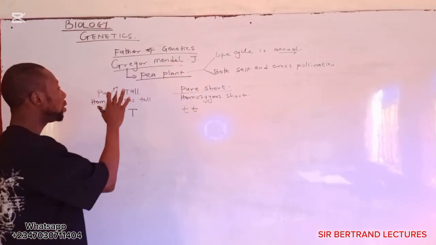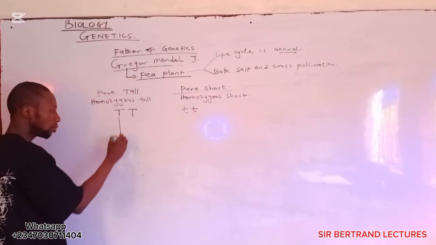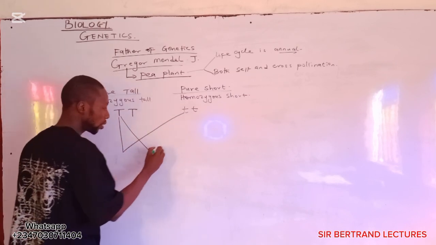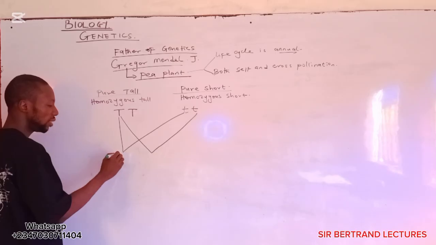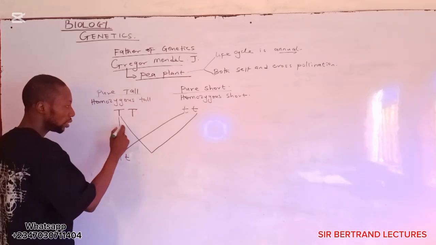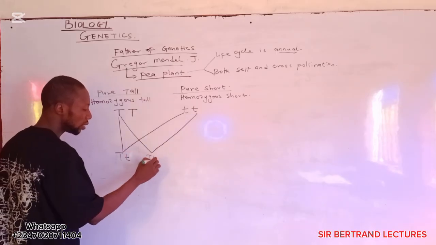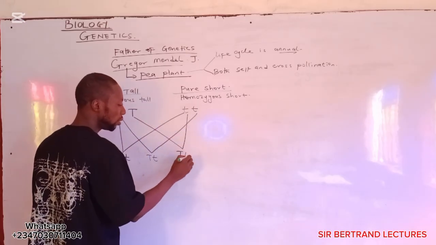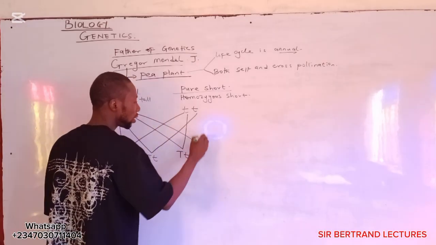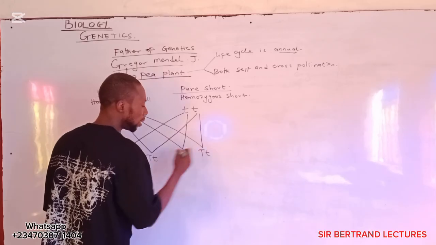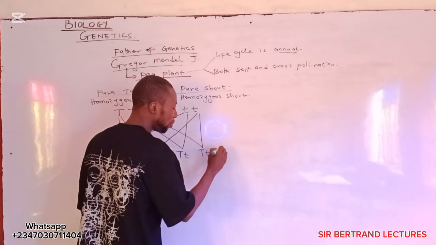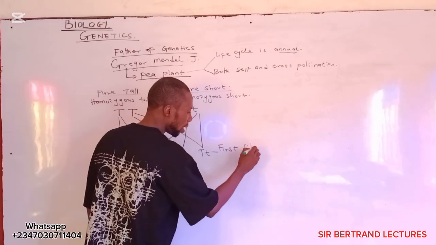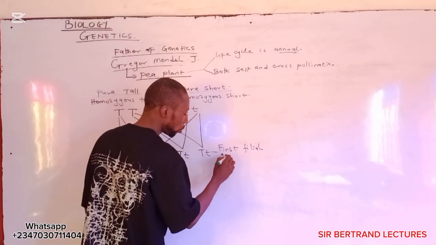All right? Gregor Mendel here crossed this against this, right? And this against this. This gives capital T and small t. This gives capital T and small t. Then this against this gives capital T and small t. This against this gives capital T and small t. We call this the first filial generation.